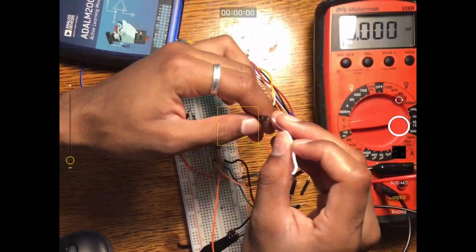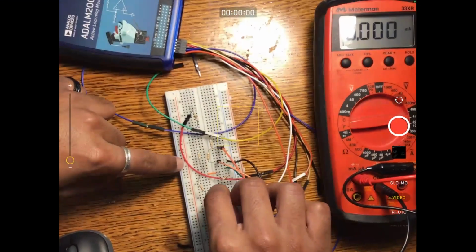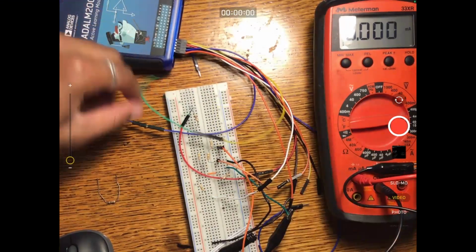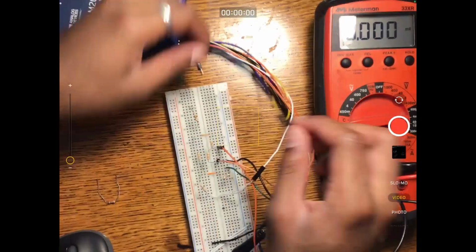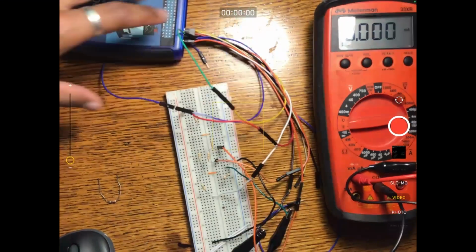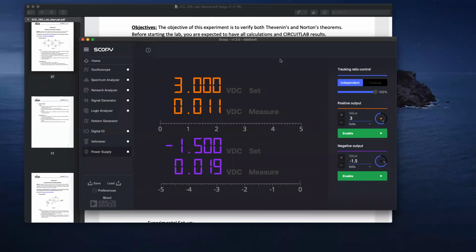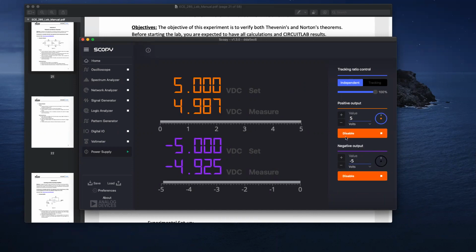I've connected my positive voltage. Now I connected my negative voltage. I've got to connect my positive voltage up here. Okay, now that's connected, let me turn on my power supply. That's at 5, that's at -5, and enable.